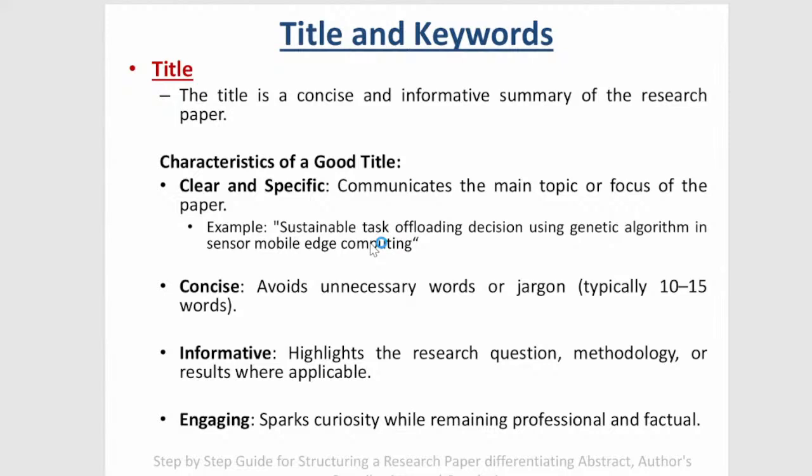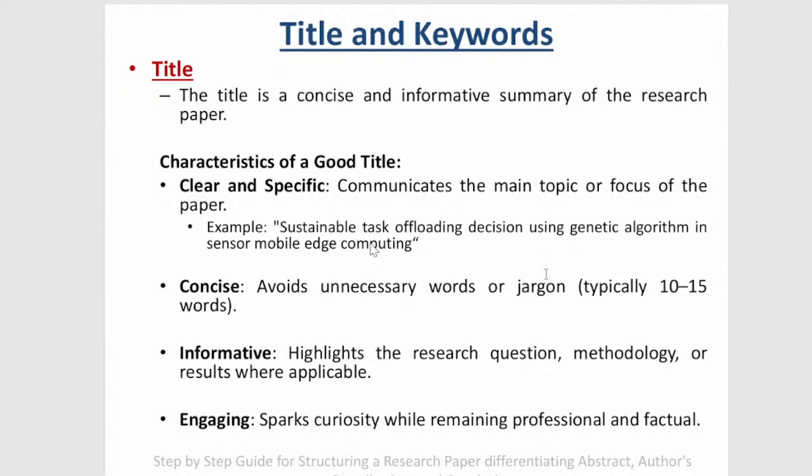What are the characteristics of a good title? A good title should be clear and specific, so that it can communicate the main topic or focus of the paper. Just like one example I put: sustainable task offloading decision. This paper describes task offloading decision, the method used is genetic algorithm, and the domain is sensor mobile edge computing.